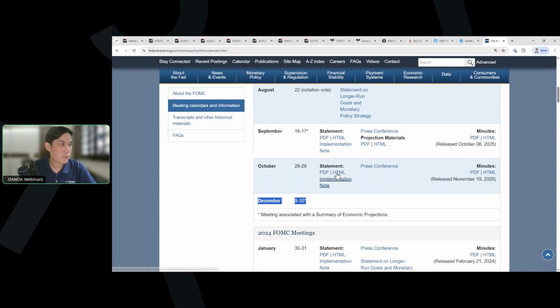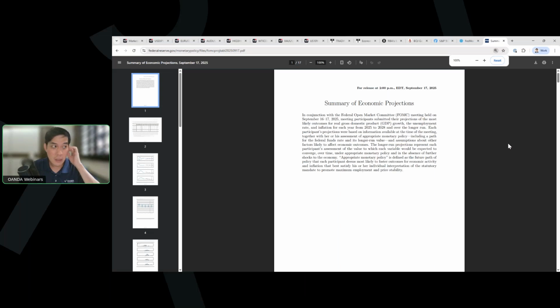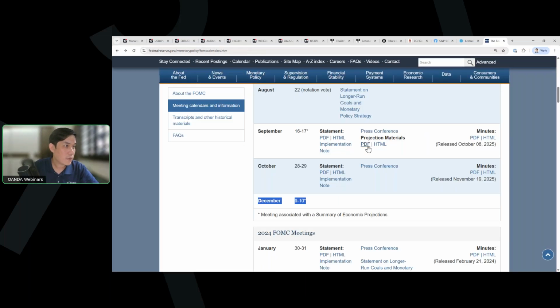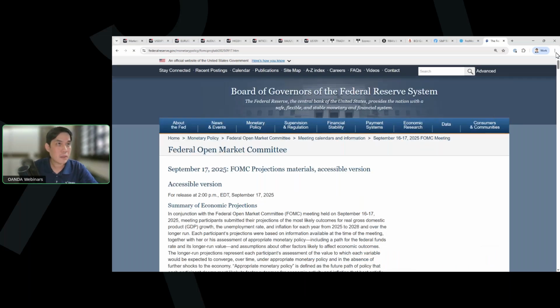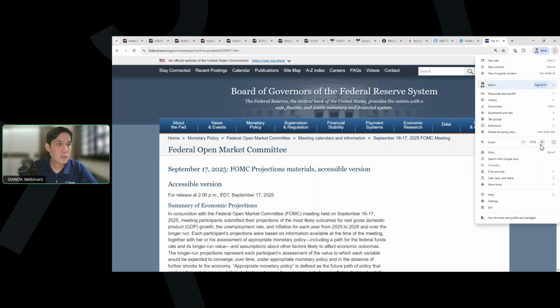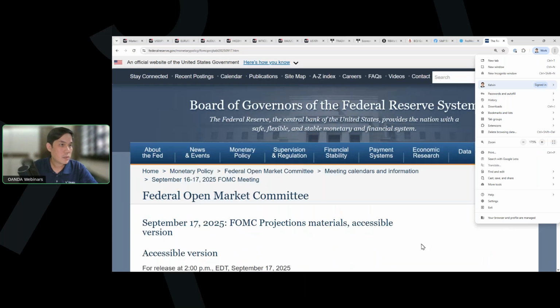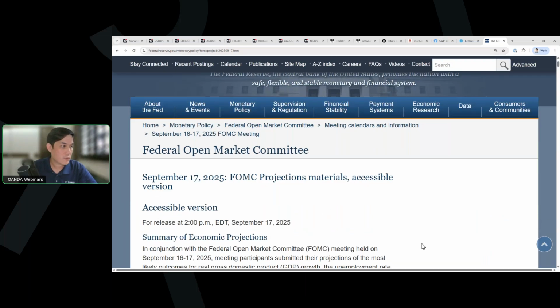So if you look at the previous dot plot, clicking on the September one, let's have a quick look since today is FOMC day. I want to talk more about this. Oops, sorry, let me go back. I think I shouldn't click the PDF file. I should click on the HTML file for better visibility on the screen. Let me expand my screen larger. I think this should be large enough for you guys.